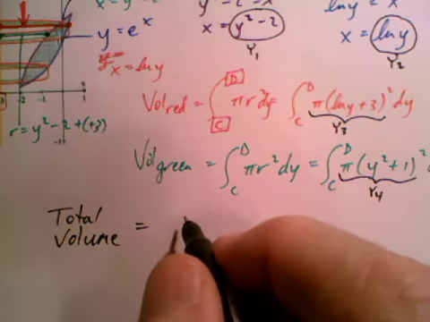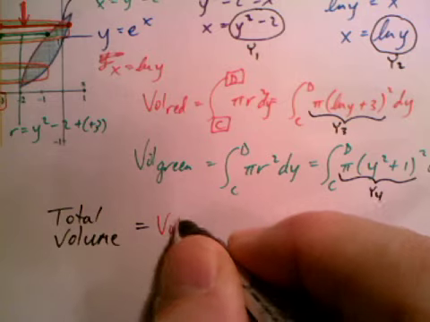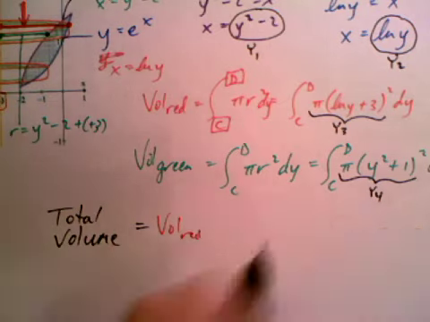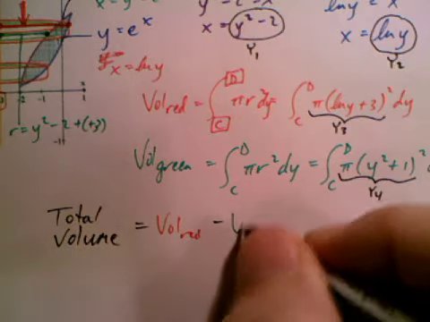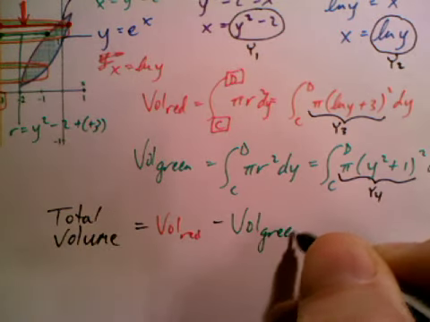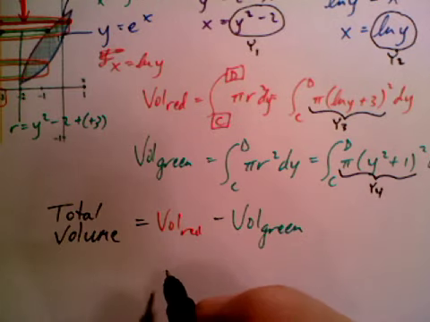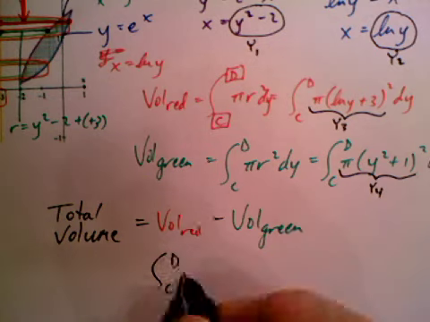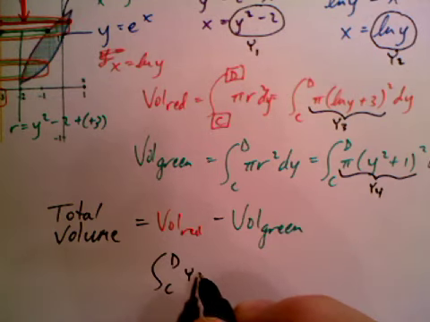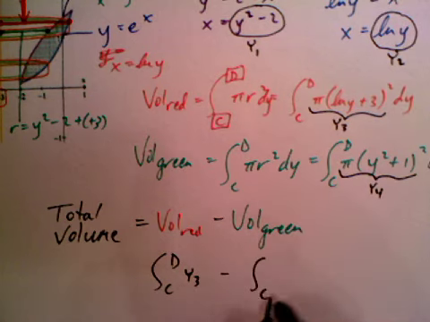So the total volume is volume red minus volume green. Volume red minus volume green. And thank you for your patience. Fast forward this part. Okay. And then we have the integral from c to d of y3, minus the integral from c to d of y4.